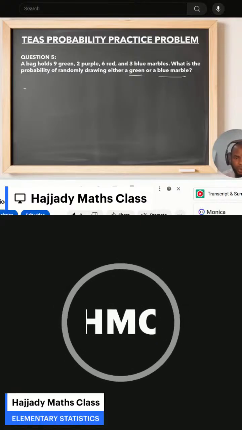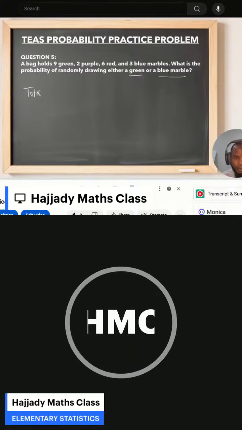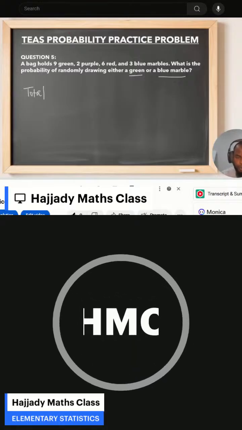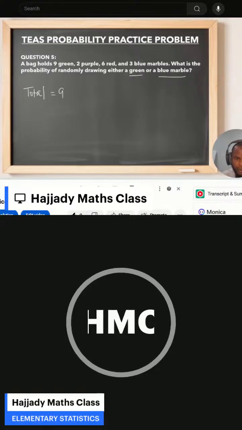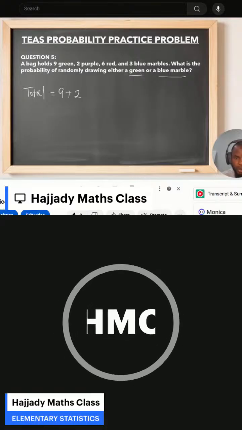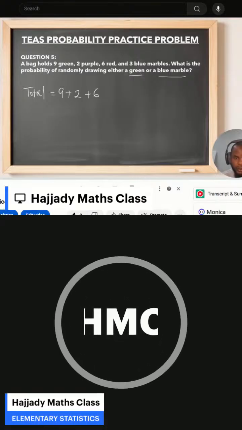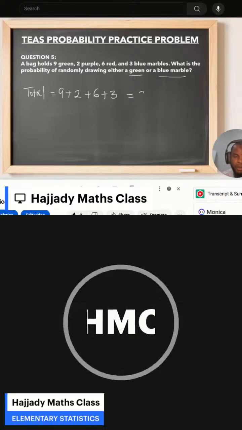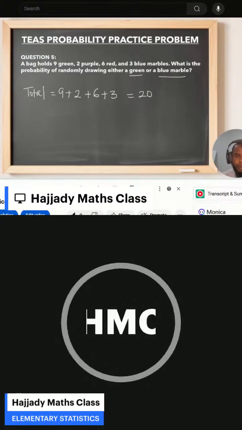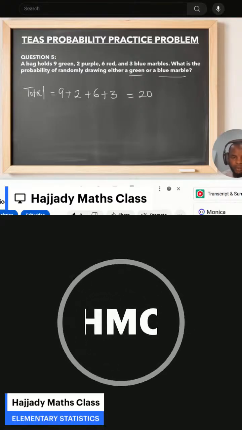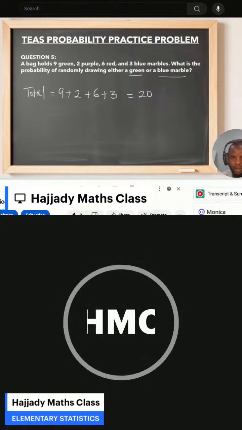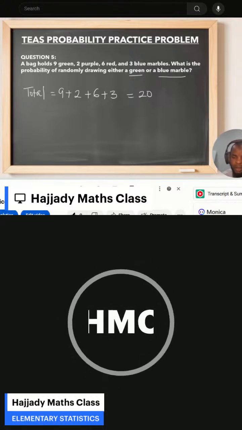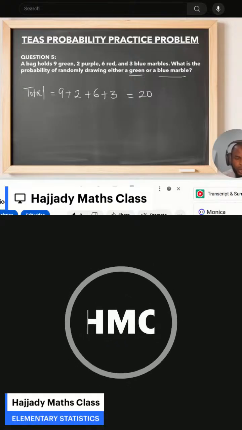Now, the first thing you have to do is to get the total. For the total, we have 9 green, 2 purple, 6 red, 3 blue marbles. If you add this up, this is going to be 20. Now, it says, what is the probability of randomly drawing a green or a blue marble?